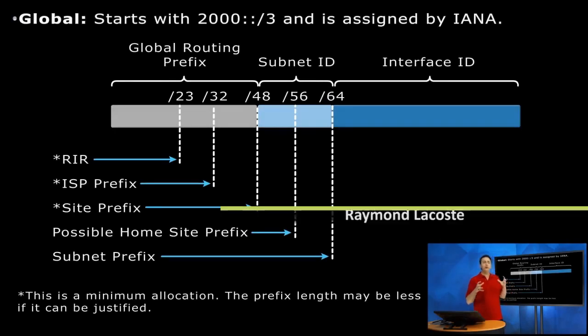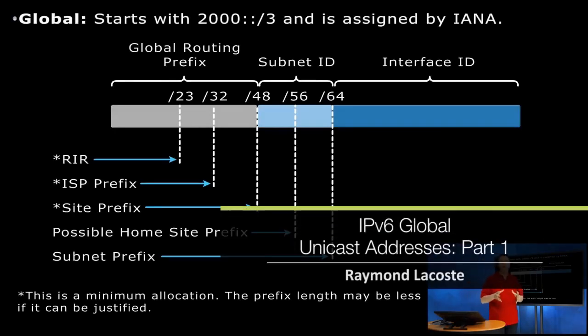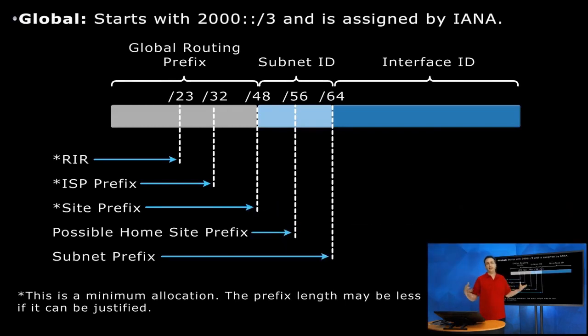Let's take a moment to zoom in on global IPv6 addresses. So here it says that they start with 2000::/3 and they're assigned by IANA. So what does 2000::/3 refer to? Well, let me write this out for you.